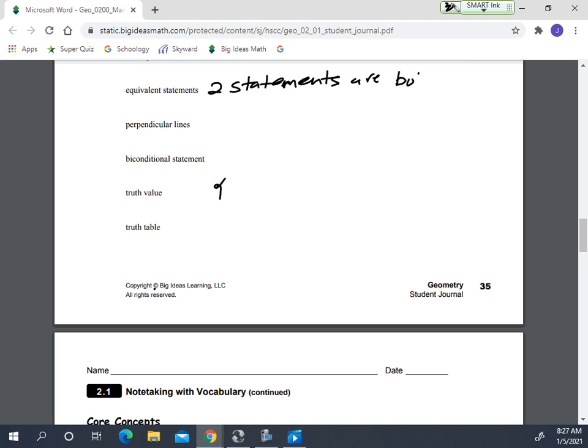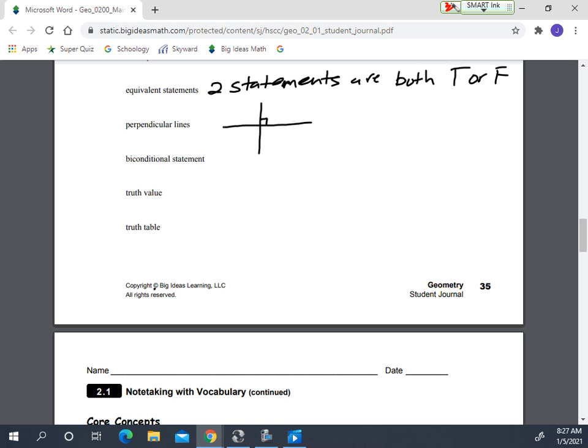Are both true or false. They are equivalent statements. Perpendicular lines. Perpendicular lines means that they create a 90 degrees. Those are perpendicular lines. Okay, they intersect at 90 degrees.